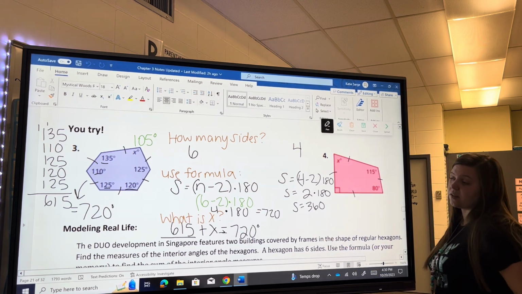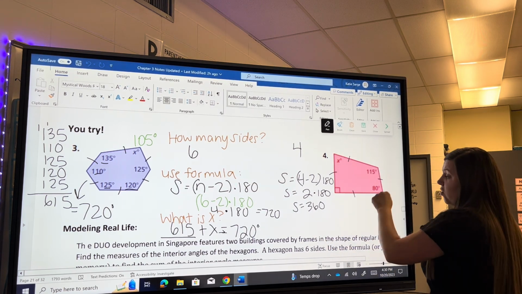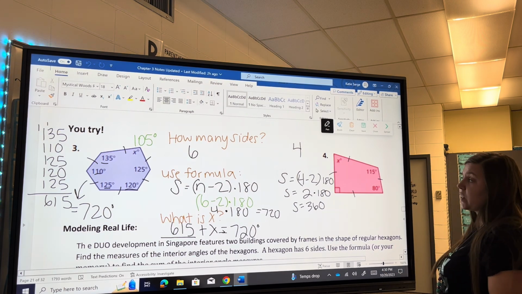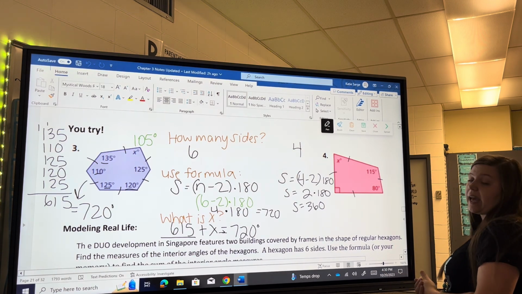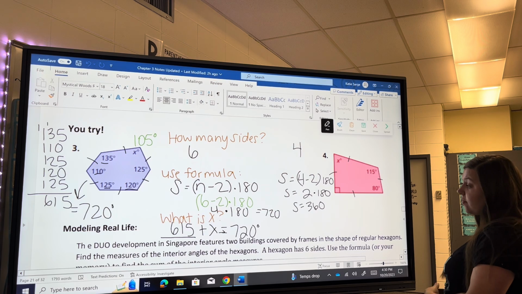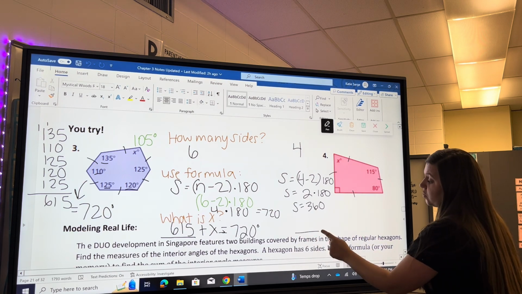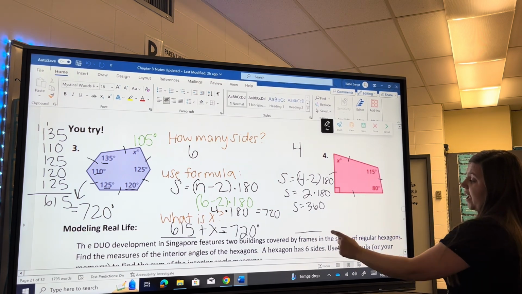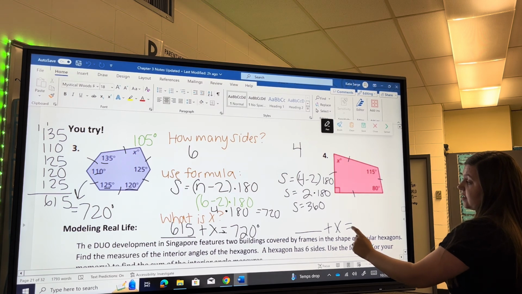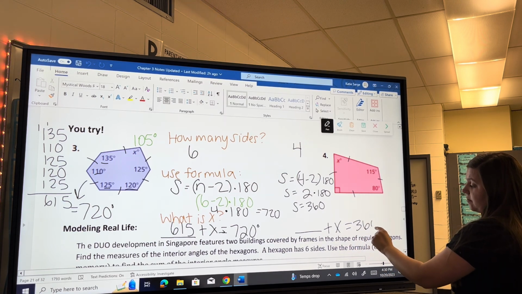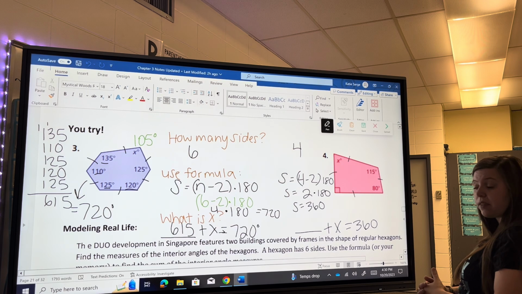But we don't stop here. This just tells me that all of these added together need to be 360. So what do we have so far? We're going to have some total amount plus x that needs to be 360. That's our equation that we're starting with.